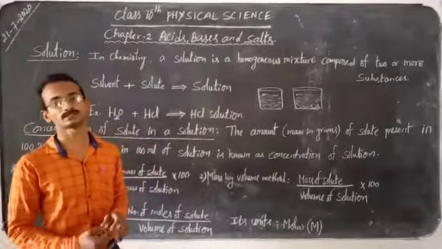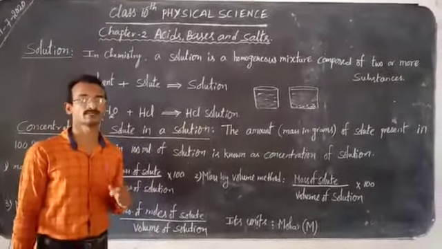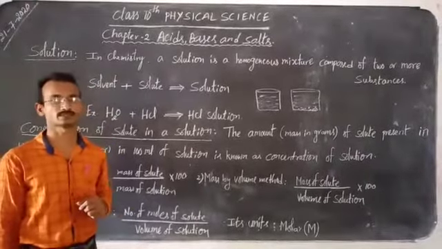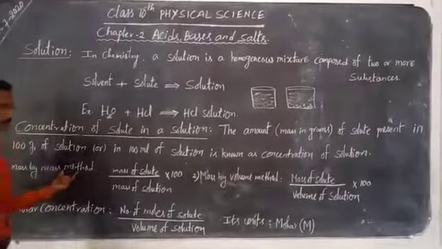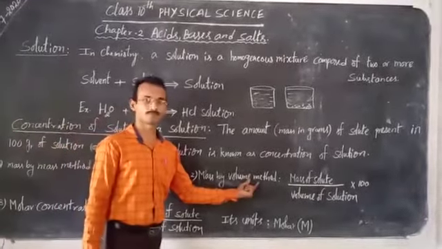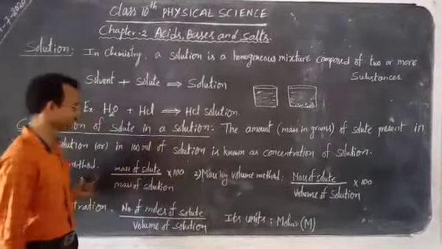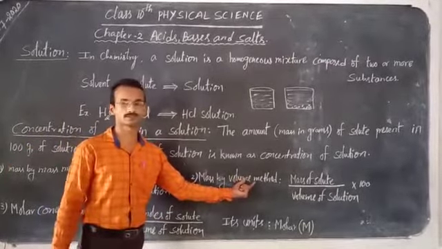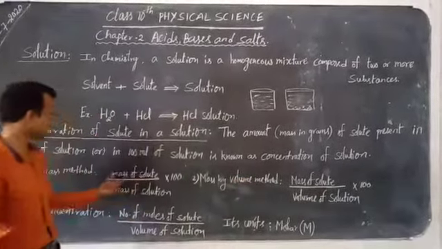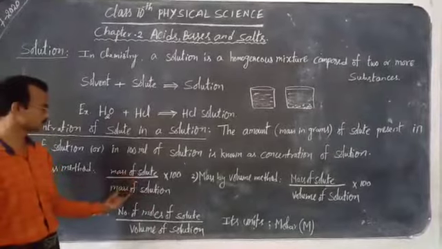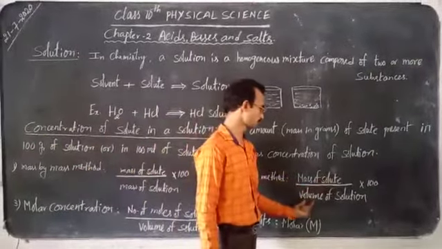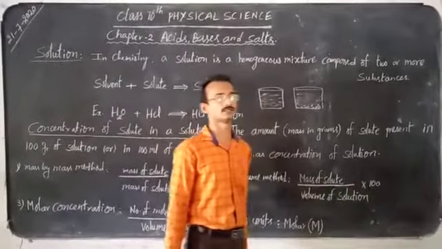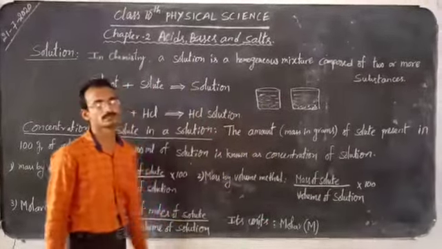In your 9th class, you learned some methods to find the concentration percentage of a solution: the mass by mass percentage method or the mass by volume percentage method. Formulas for these are: mass of solute by mass of solution into 100, and for the other method, mass of solute by volume of solution into 100. These are the two methods you learned in 9th class.